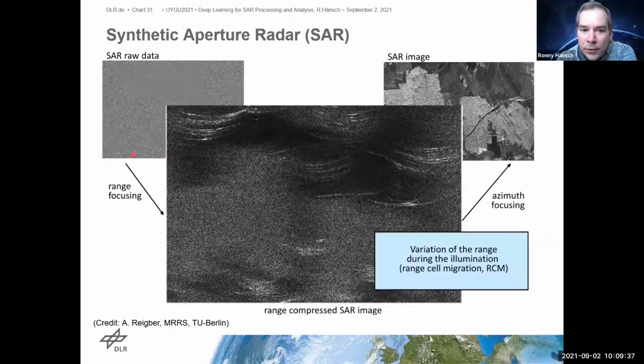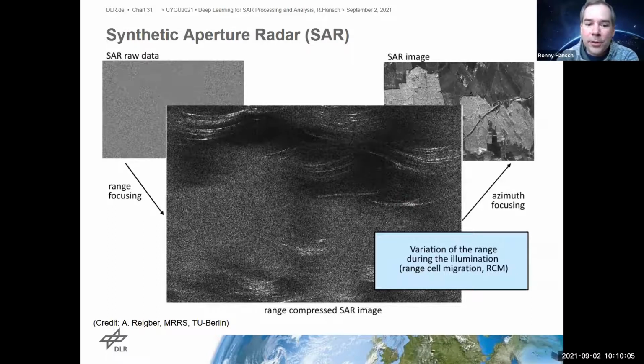Now, if you do the range focusing, then it looks like this. It still looks like noise, but you already see some structures, right? You see these hyperbolas here, also down here. And now the last step is doing the azimuth focusing. Now we are compressing everything in that direction. And then we have finally our SAR image. So this was very much simplified. There are a lot of things going on because, for example, the plane is not moving very straight, right?